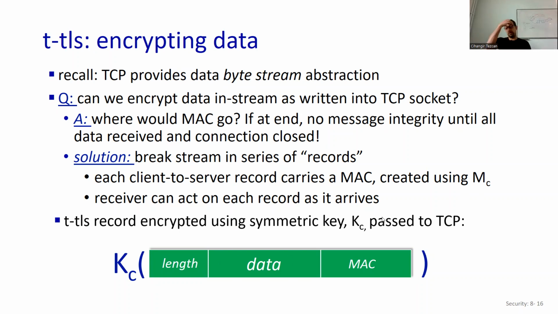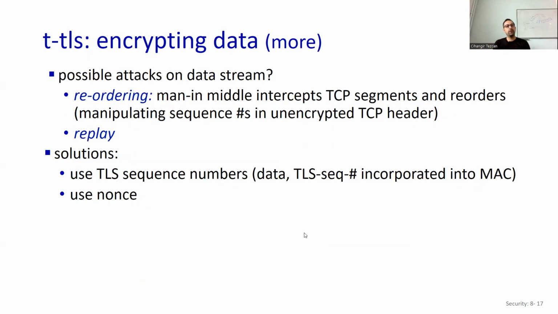So if we go back to our message authentication codes lecture, this is like the MAC-then-encrypt method, right? First you calculate the MAC, then you provide the encryption. Okay. So, possible attacks on a data stream: reordering. A man in the middle intercepts TCP segments and reorders them, manipulating the sequence numbers as in the unencrypted TCP header. So this is one way of attacking it.